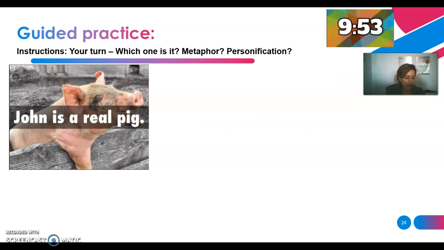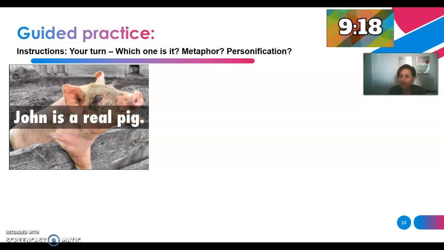John is a real pig. Which figurative language is this? I say that this is a metaphor because it doesn't use the words like or as, but the pig is not talking or doing anything that John would do, which is why I would say it's a metaphor. So Natalia thinks it's a metaphor. And yes, she explained really well why it cannot be a personification or a simile. Very good. Thank you so much for your answer.